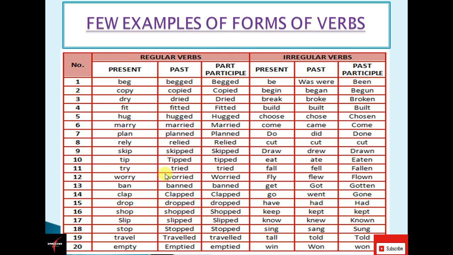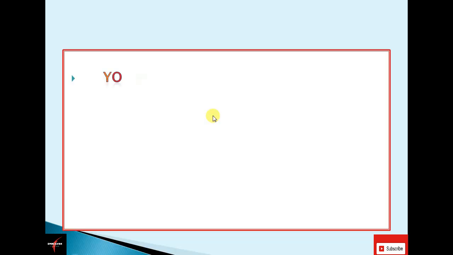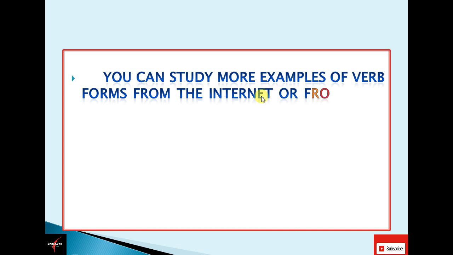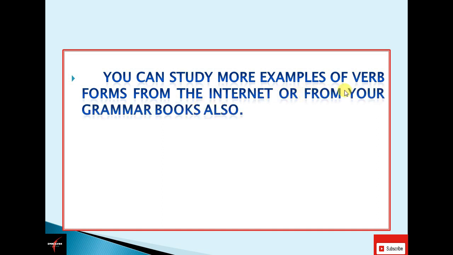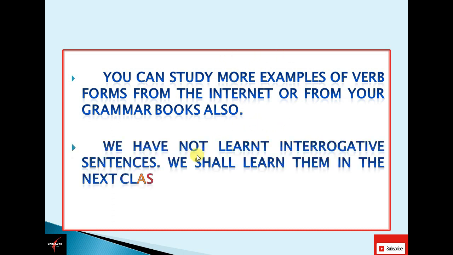Okay, you can study these examples, and you can check out some more examples. You can study more examples of verb forms from the internet or from your grammar books also. If you go through the internet, you can type "forms of verbs" and you'll get a whole list. Now remember, we have not learned interrogative sentences yet, and there are certain explanations that I have to do. We shall learn them in the next class.